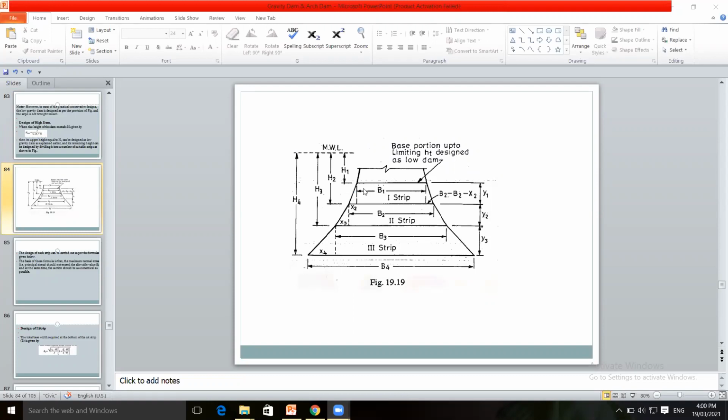If it is high gravity dam, त्यावेळेस काय करायचं आहे? The base below this low gravity dam is divided into number of strips. First strip, second strip, third strip. इथे दिले पहा. B1 is the width of first strip. B2 is the width of second strip. B3 is the width of third strip. In between this, B1 and B2 is the width of first strip. B2, B3 is the width of second strip. Top width and bottom width. B3 is the top width of third strip. B4 is the bottom width of third strip. Okay.